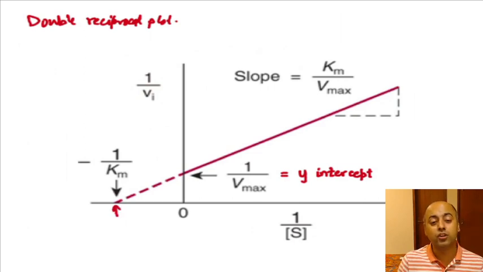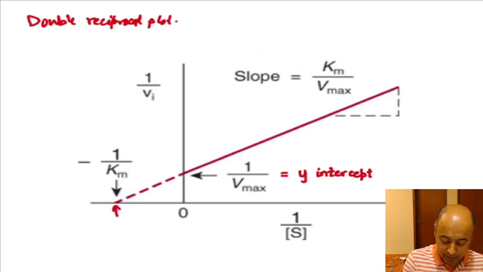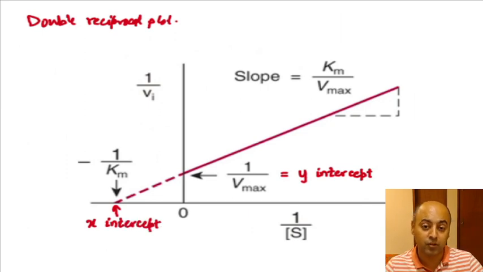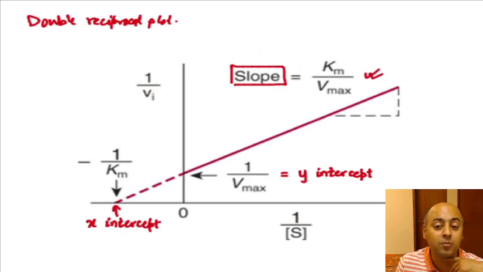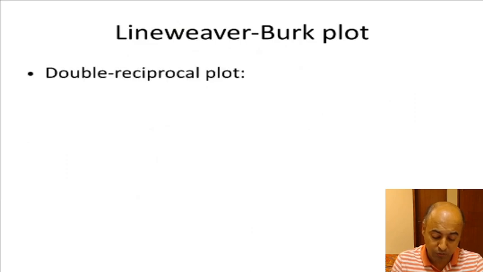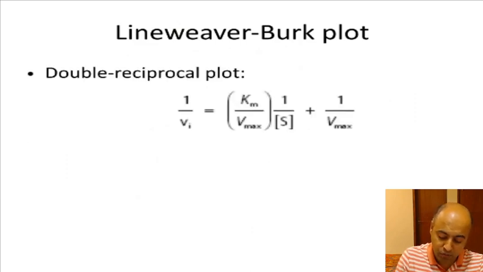Because it is not passing through zero, it will cross the x-axis at a certain point, which will be known as the x-intercept. The value is minus 1 by Km. The third value which you have to note is the slope of the graph, which is Km upon Vmax. This is the constant in the equation. In the Lineweaver-Burk plot equation, you see the constant is Km upon Vmax. This would be the slope. And this 1 upon Vmax would be the y-intercept.